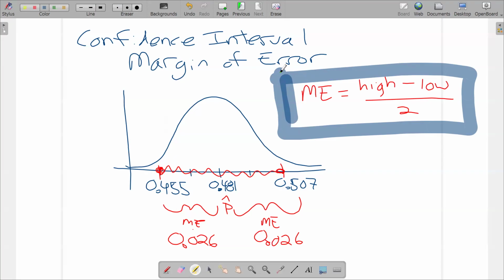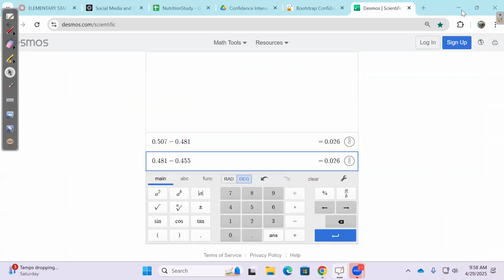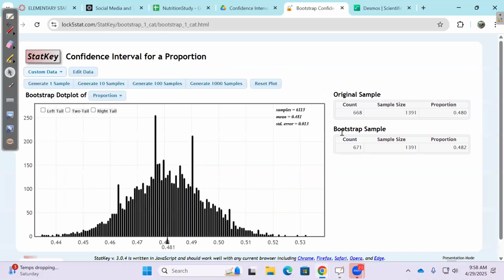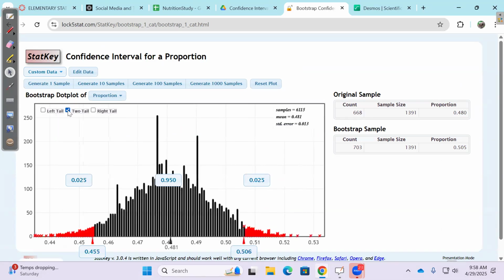Now, StatKey will actually do some of this for you up front. If I go back to my StatKey, I just looked at the standard error up here and added it twice to the right to get a number. But in StatKey, you can click the two tail button over here on the left. StatKey will count up all of the points here, find the bottom 2.5% of them and make a mark, go over 95% of the way farther and make a mark. And then there's 2.5% of samples in the upper end.